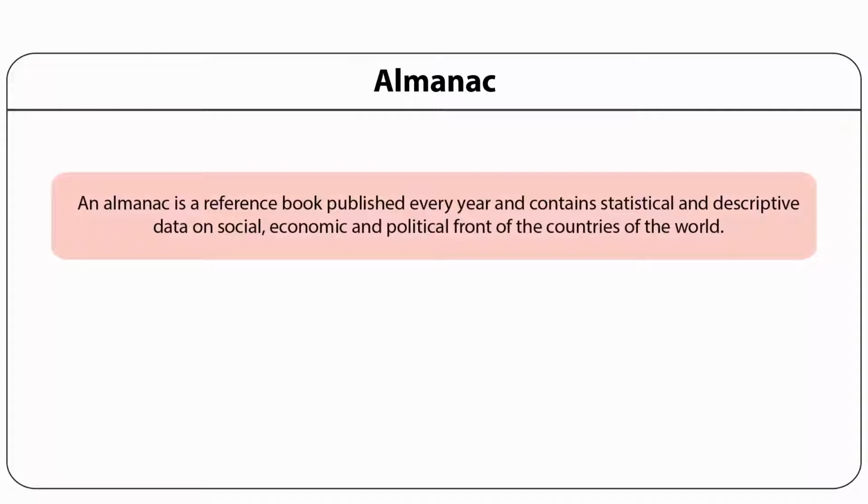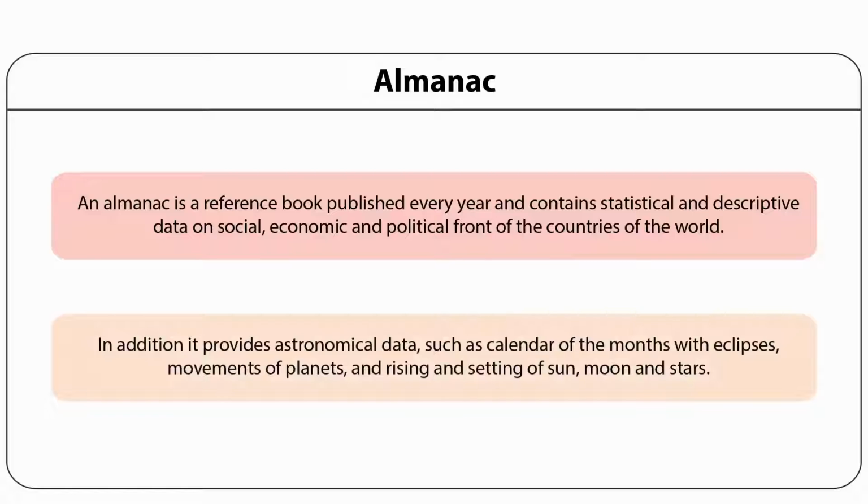Almanac. An almanac is a reference book published every year and contains statistical and descriptive data on the social, economic and political front of the countries of the world. In addition, it provides astronomical data such as a calendar of the month with eclipses, movement of planets, and rising and setting of sun, moon and stars.